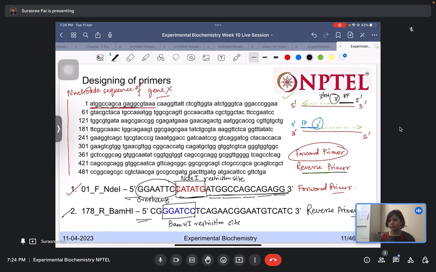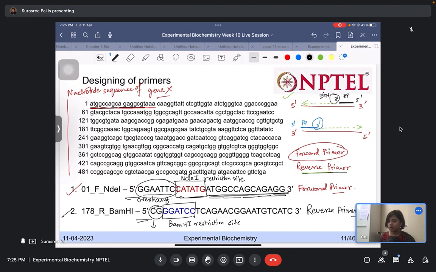And here, this is a long overhang. In this case, you can see that for the BamHI restriction site, we have put a small overhang of 2 nucleotides only. So after the overhang, we have kept the restriction site, the NdeI restriction site for the forward primer, and the BamHI restriction site for the reverse primer. Then in the forward primer, we have kept the 5' sequence of the gene.